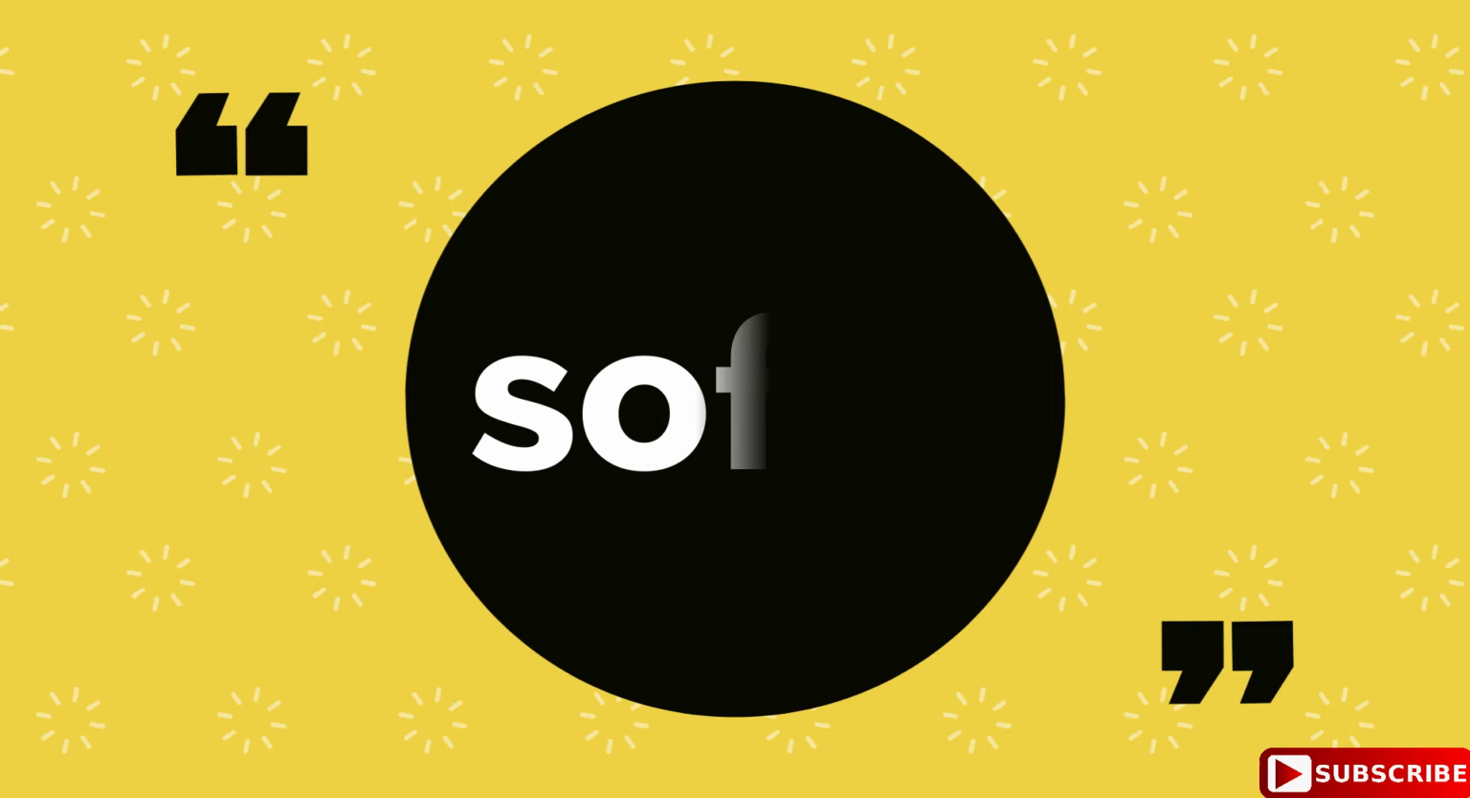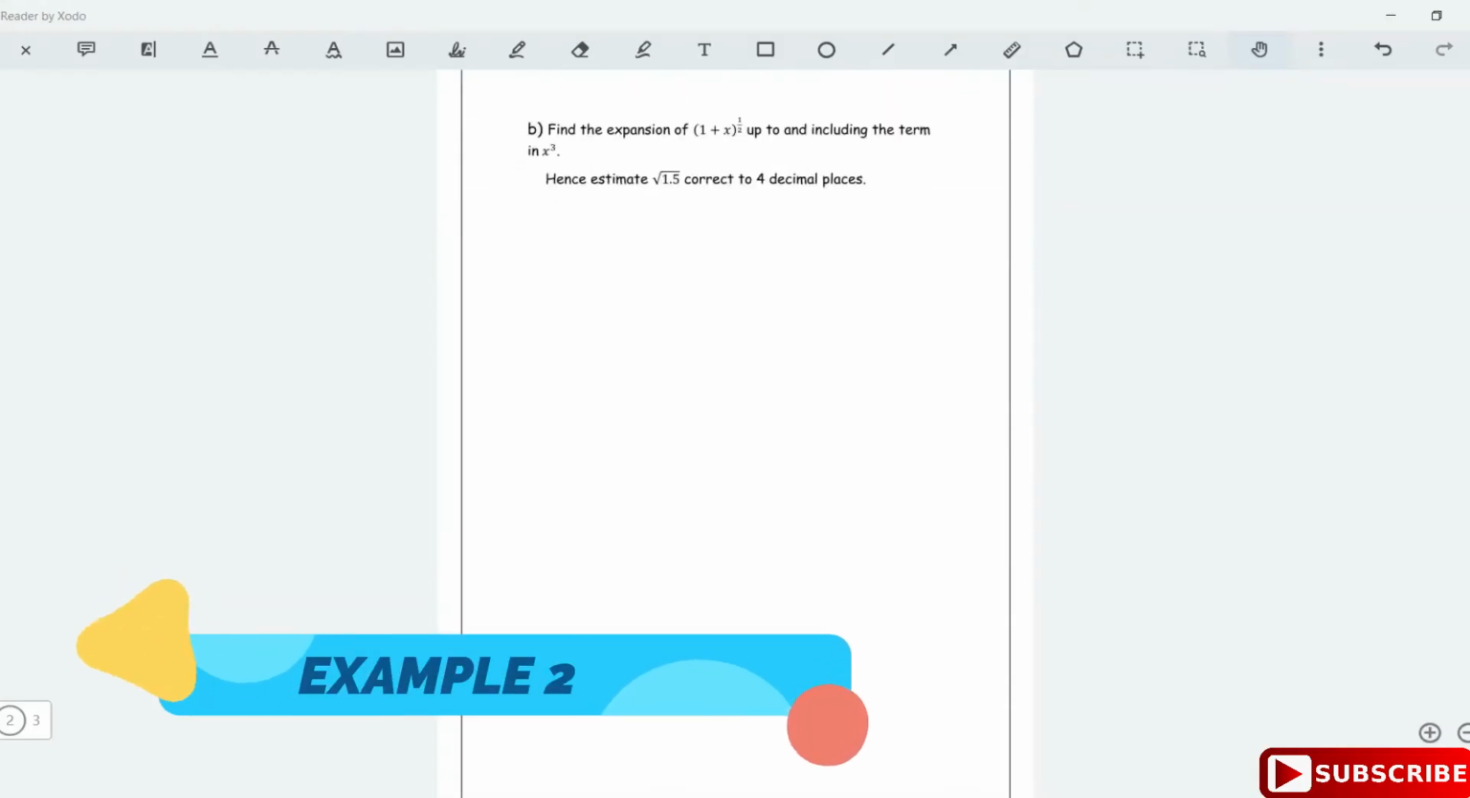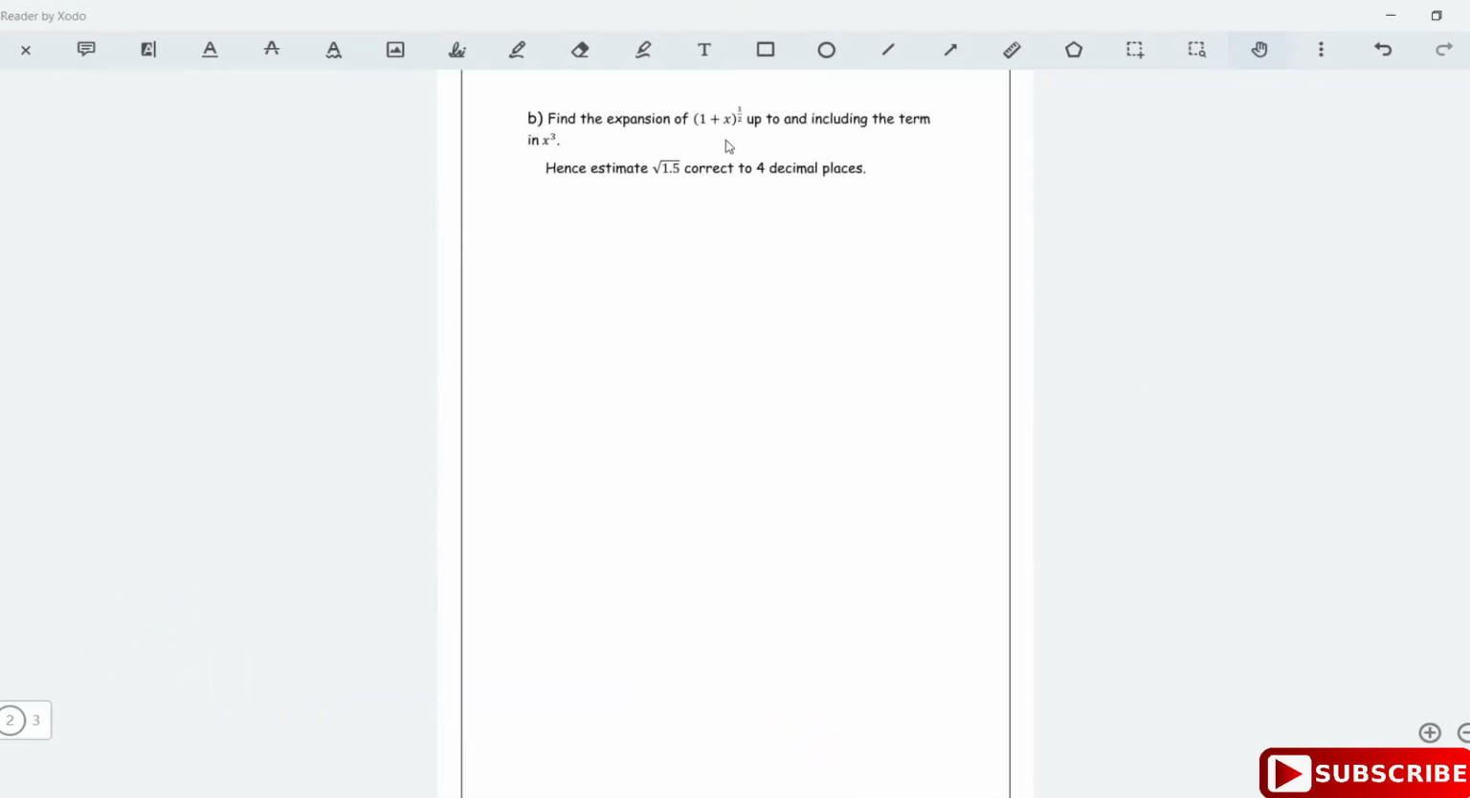Let's look at another one right here. This one says find the expansion of 1 plus x to the half up to x cubed, and hence find the square root of 1.5 correct to 4 decimal places. So find the expansion of 1 plus x to the half up to x cubed, and hence estimate the square root of 1.5. So let's go ahead and do this. We need to find the square root of 1.5, and to find that, after we find an expansion of this, that's easy.